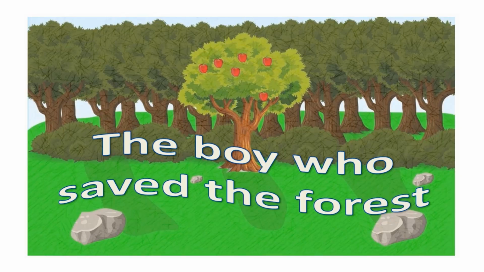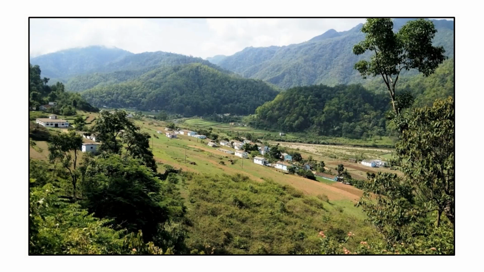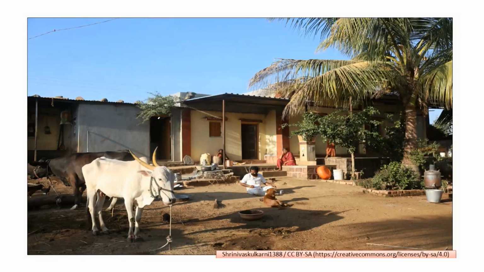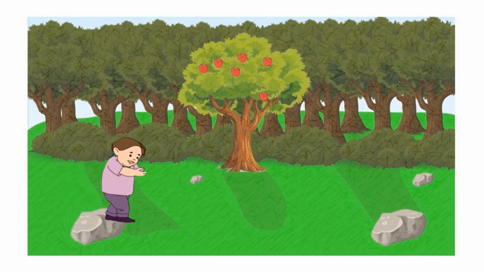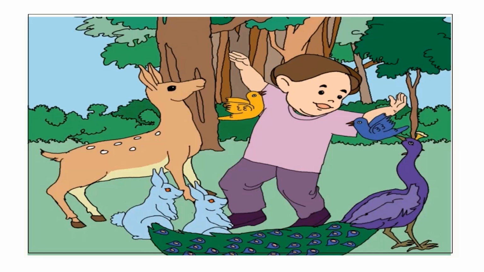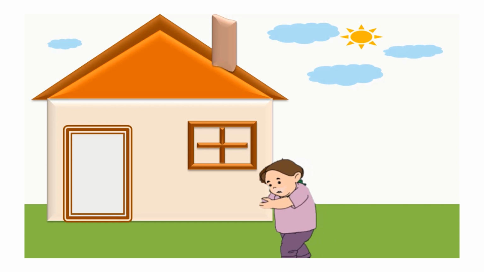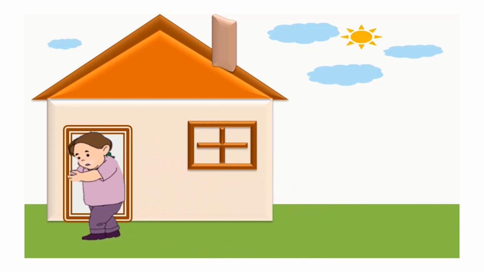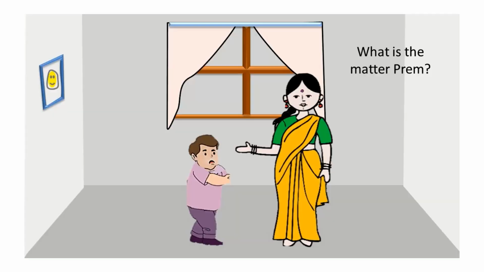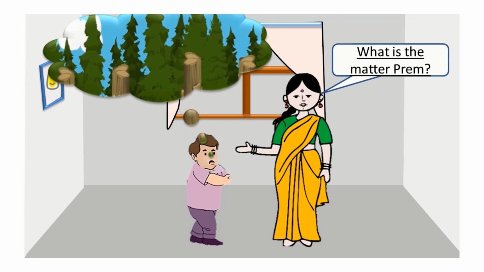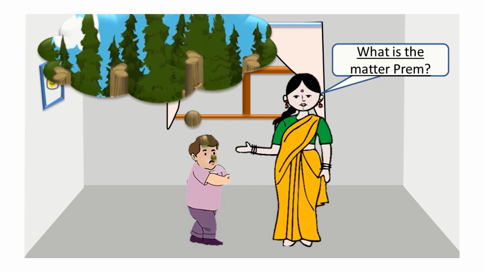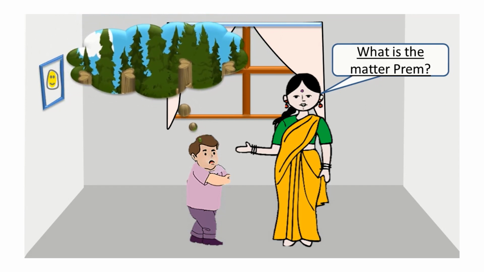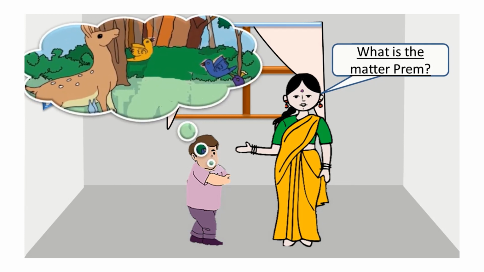The boy who saved the forest. Prem lived in a small village near Bandipur forest with his parents. He had a very good habit of taking an evening walk in the forest. And he became very friendly with all the animals and birds in the forest. One day he came home feeling very sad. His mother asked him, "What is the matter, Prem?" Prem said, "Ma, I've heard that all the trees in the forest would be cut down. Where will all the animals and birds go if the trees are cut down?"